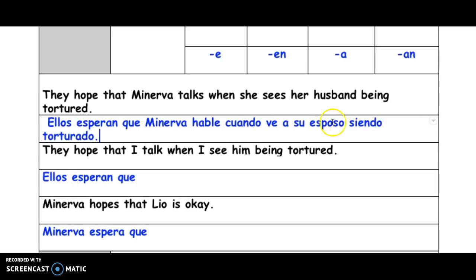The second verb, ve, is not going to be the subjunctive because they're not trying to influence this action right here. This is just when it's occurring. They hope that I talk when I see him being tortured. Here, they are trying to influence my actions. Ellos esperan que yo hablo, opposite endings, hable, cuando lo ve siendo torturado.